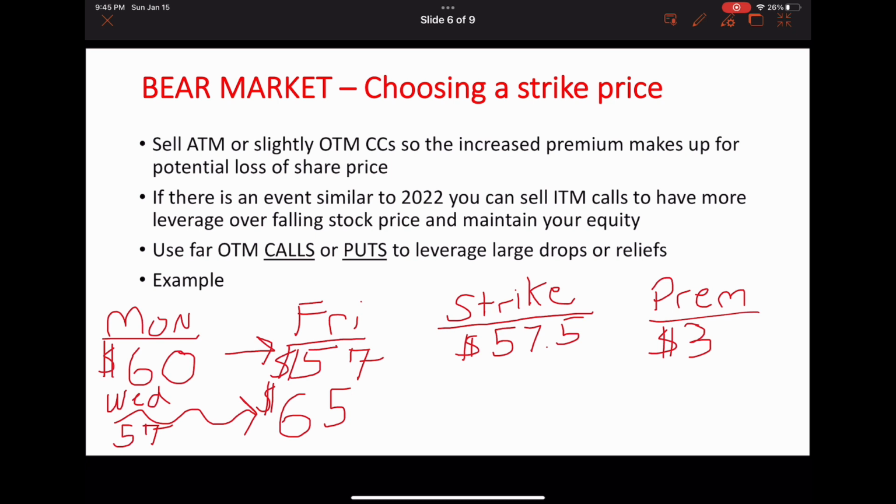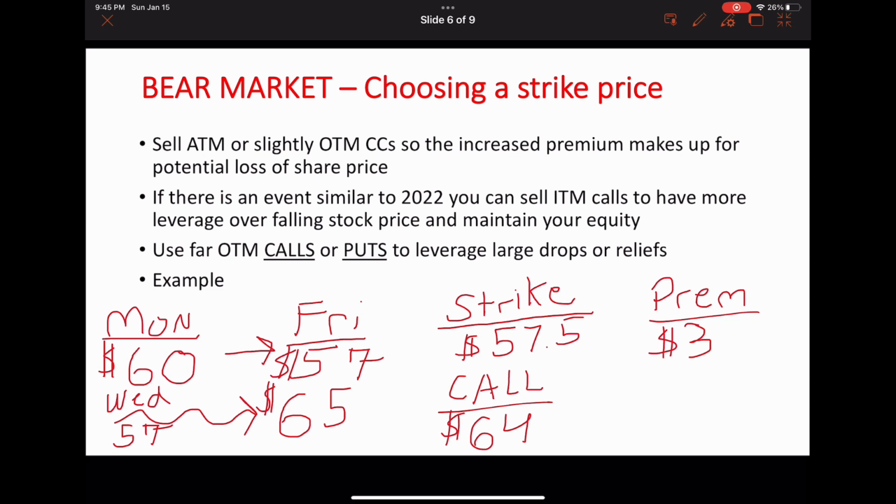Now, you can either let your shares ride till Friday, see where the price of the stock goes, and then resell covered calls on Friday afternoon or Monday morning, or you can hold on to your covered call or sell another covered call while also selling a far out of the money call, just in case the price of the stock decides to go up far past your covered call strike, or let's say it goes up to $70.